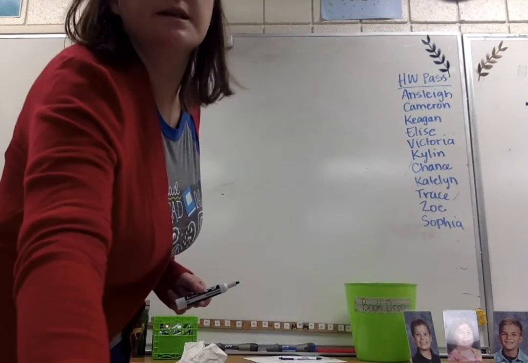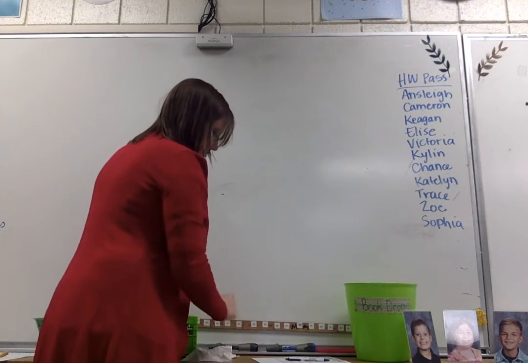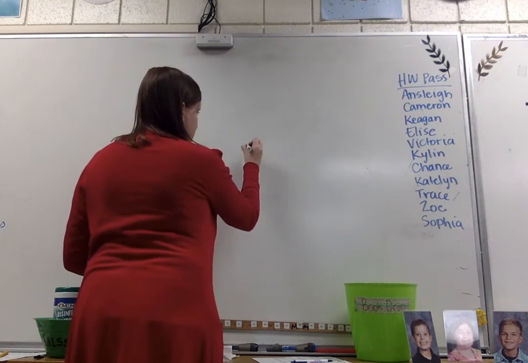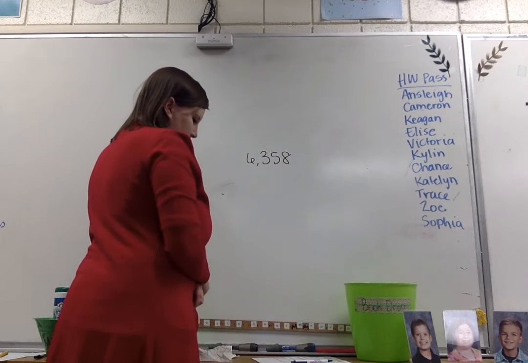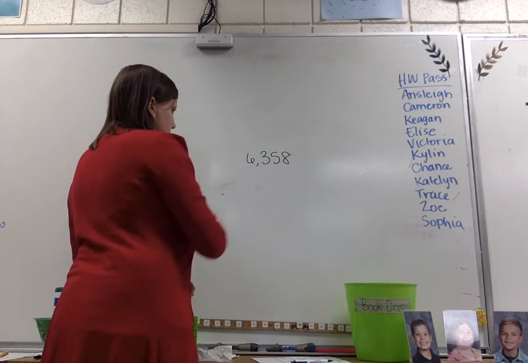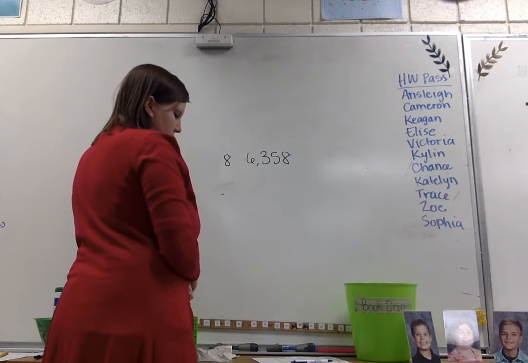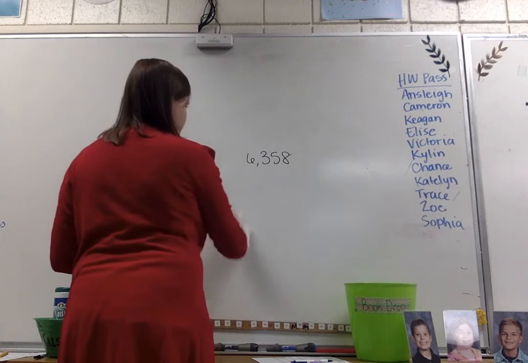All right, let's see. We're not done yet. We're getting there. Oh, I erased it before I wrote down my answer. A book salesman sold 6,358 books. Each book cost $8. How much money did he make? So, oh, I'm doing this different.